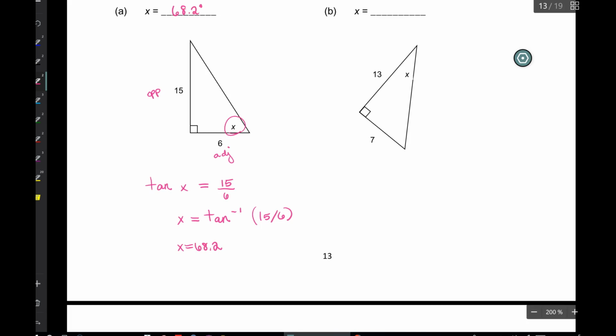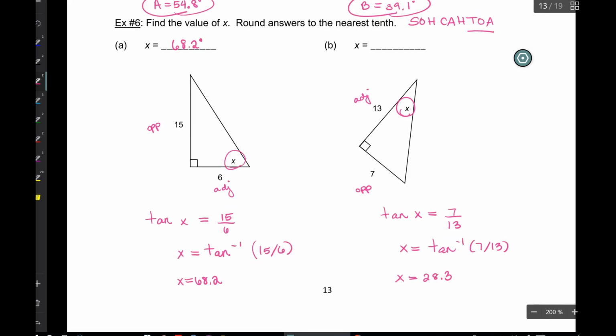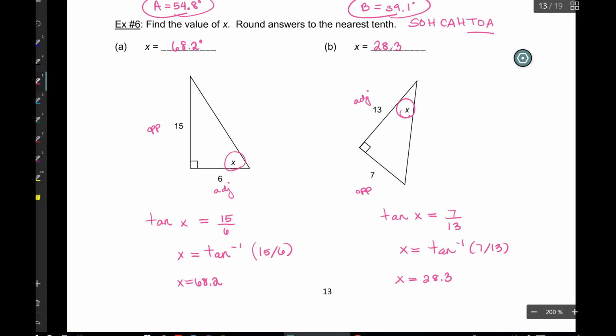Okay, in the next example, here's our angle. We have opposite, we have adjacent, so this happens to be tangent again. So tangent of x equals 7 over 13. So x is equal to the tangent inverse of 7/13. And we get 28.3. So that's 28.3 degrees.